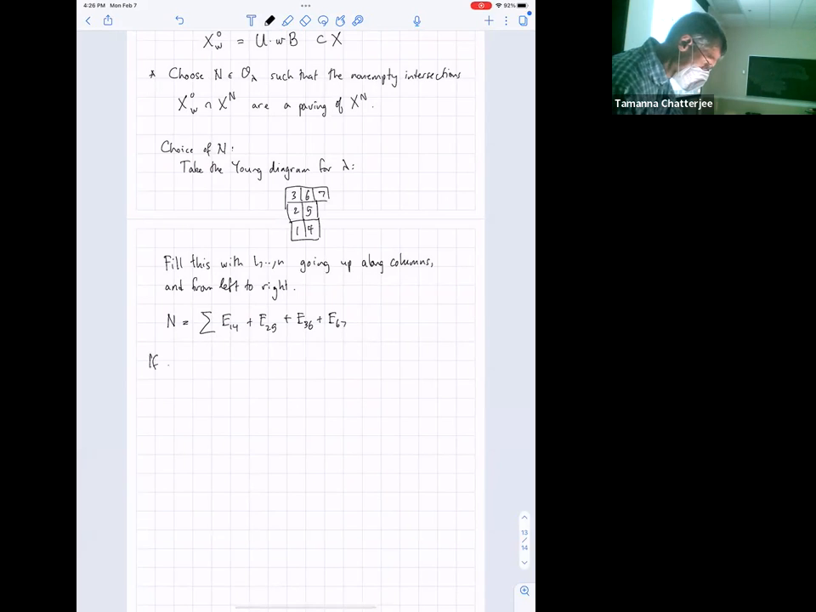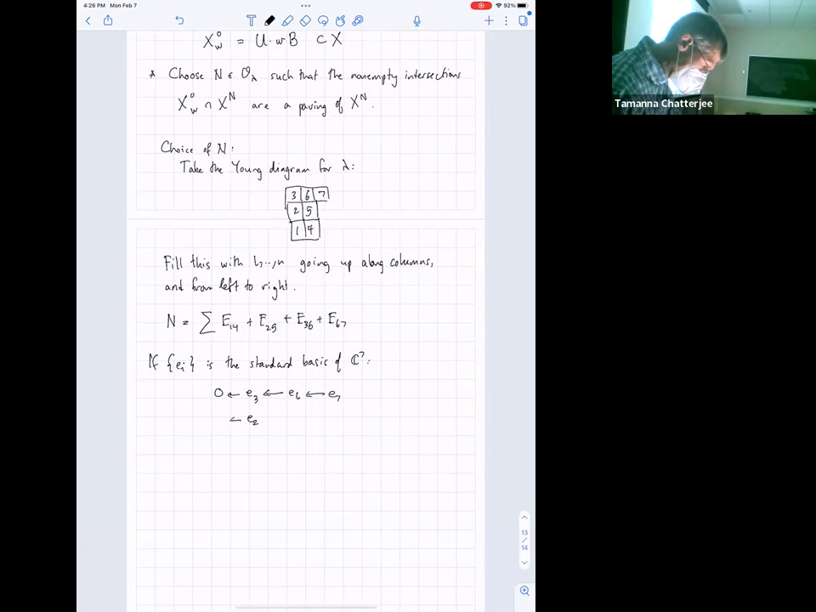If e_i is the standard basis of C^7, then what does n do? It takes e_3 and it goes to 0. e_6 goes to e_3. e_7 goes to e_6.